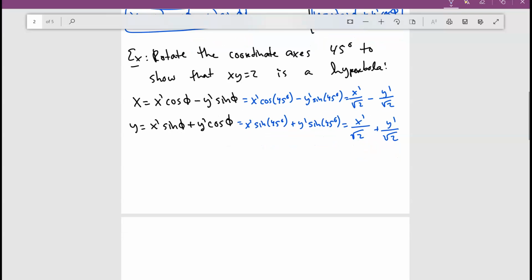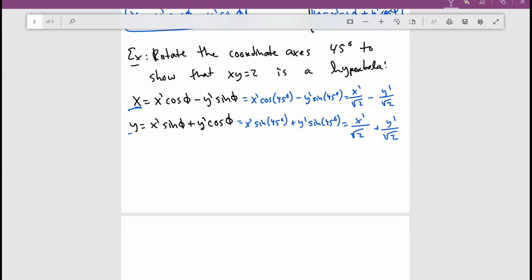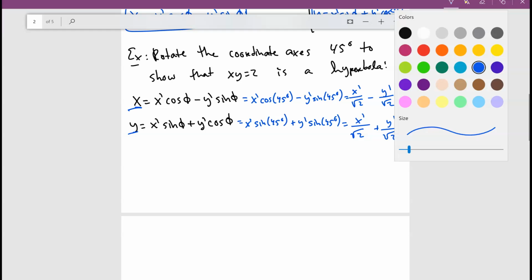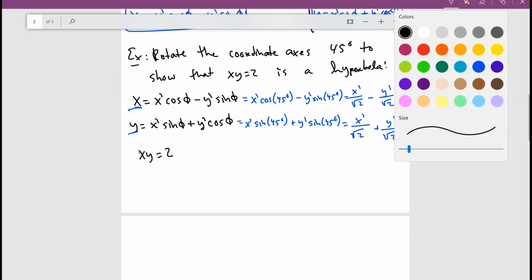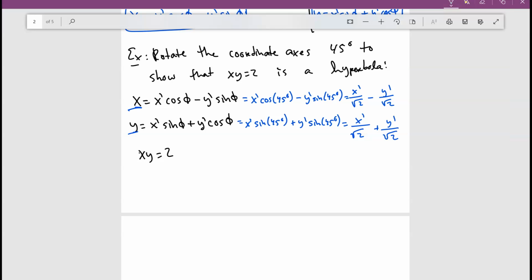Okay, so now that we have, I'm converting my x's and my y's to x prime, y prime. So now is the most tedious part. So we know that originally we had xy equal to 2. The part that we have to do now is plug this in. So we know what x is. x in this case is going to be x prime over square root of 2 minus y prime over square root of 2 times y, which is going to be x prime over square root of 2 plus y prime over square root of 2 is equal to 2.